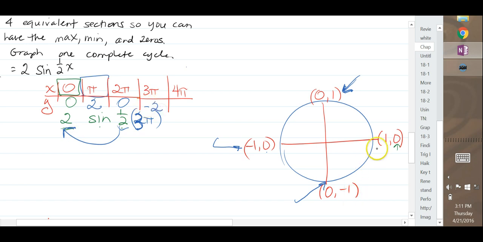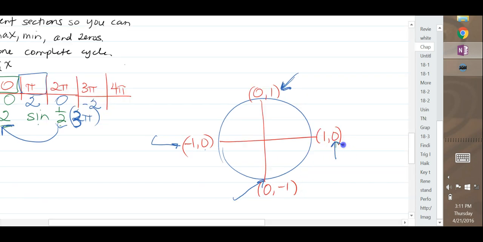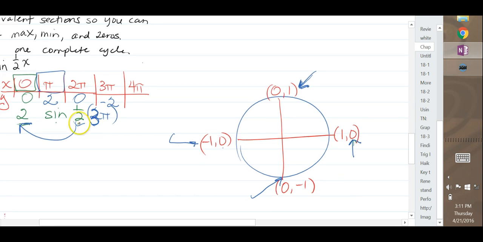And finally, you've come full circle. We're going back here. So what is the 1/2 of 4 pi? Because now I'm putting 4 pi in right here. 1/2 of 4 pi is 2 pi, which brought me here. And the sine there is 0, and 0 times 2 is 0. Now I have my points.